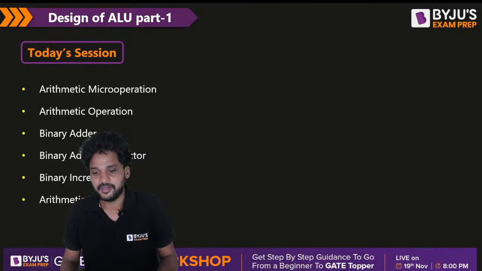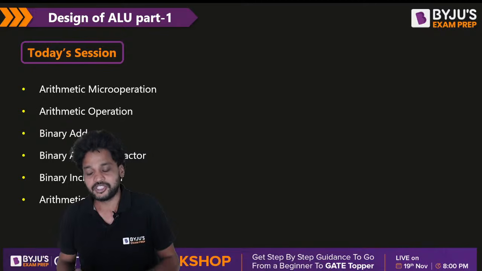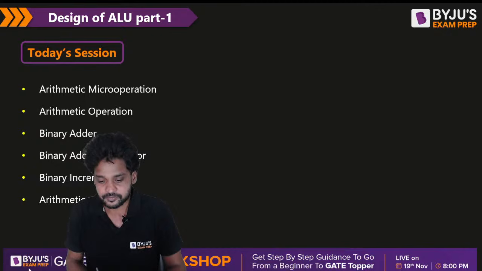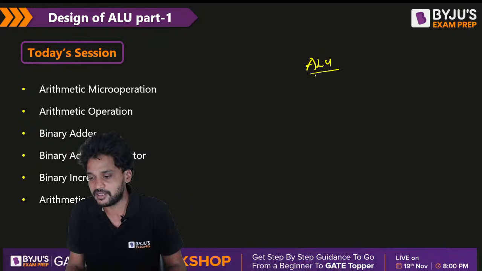Yeah, but anyhow, we are going to discuss the arithmetic and logic unit. In the arithmetic and logic unit, let me tell you, there are three different components. The first one is the arithmetic unit.